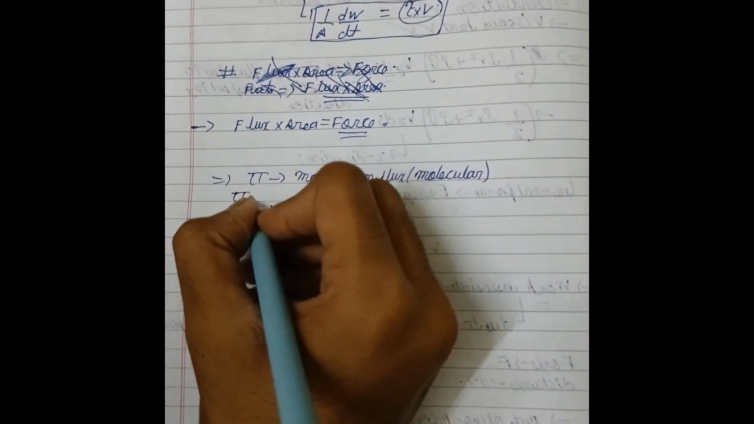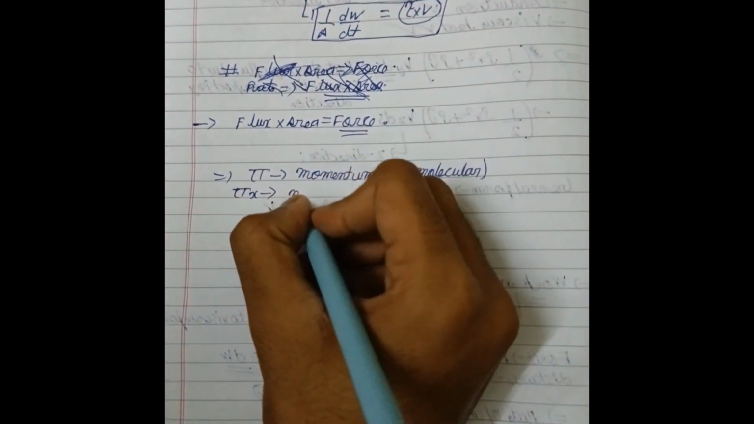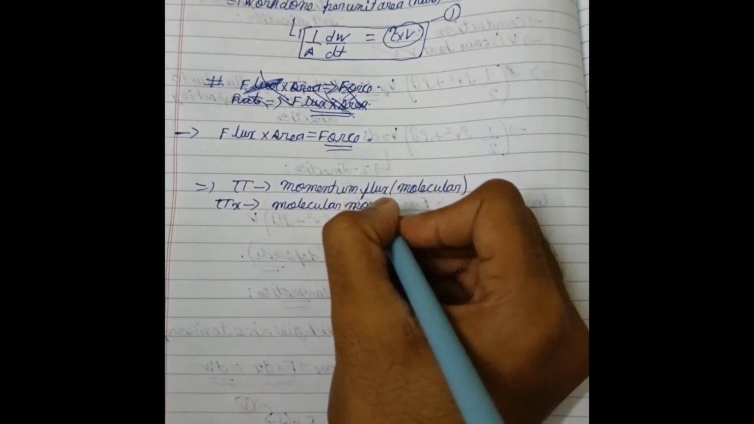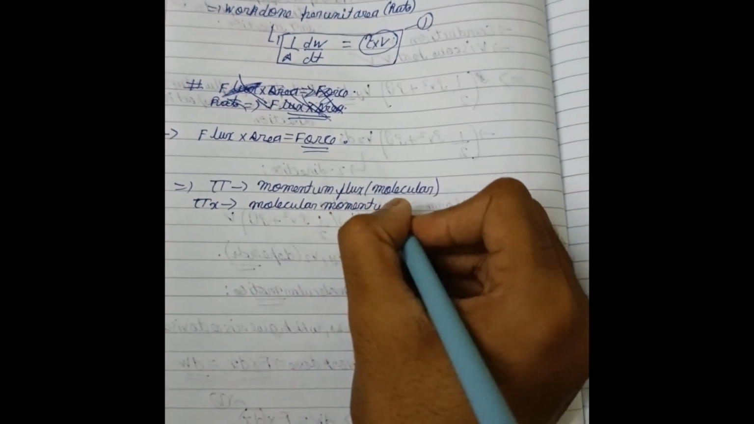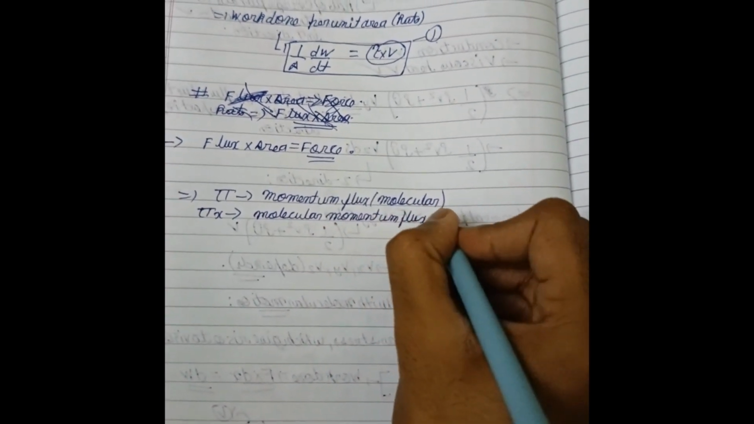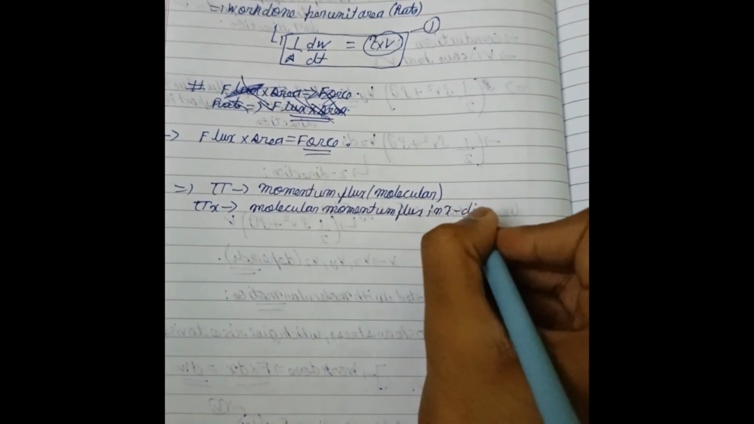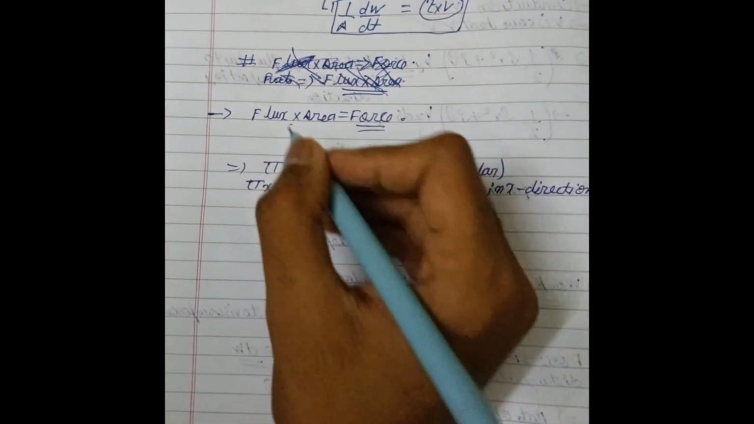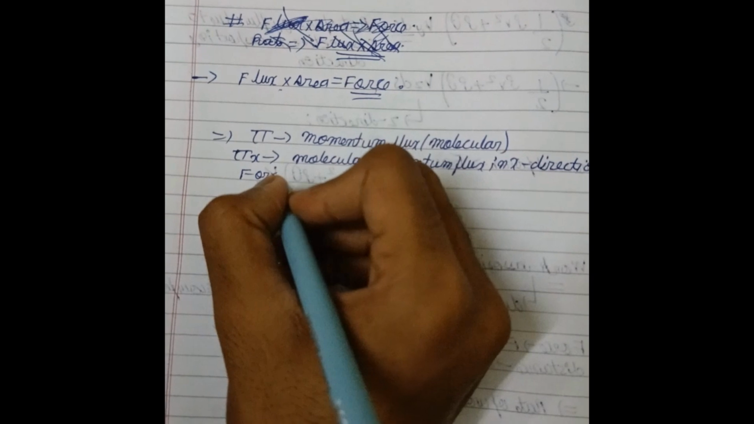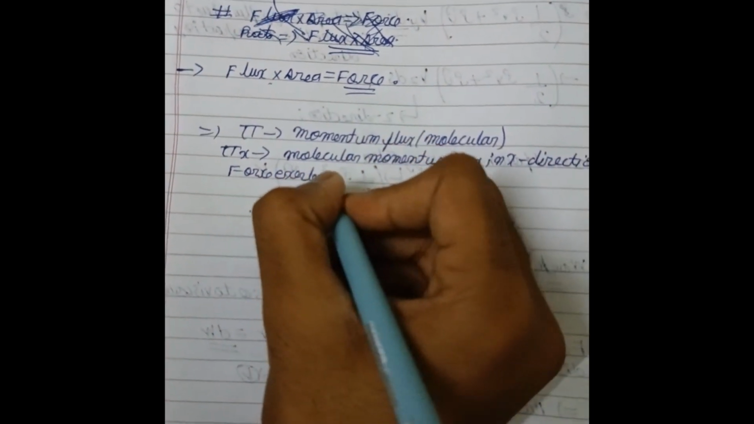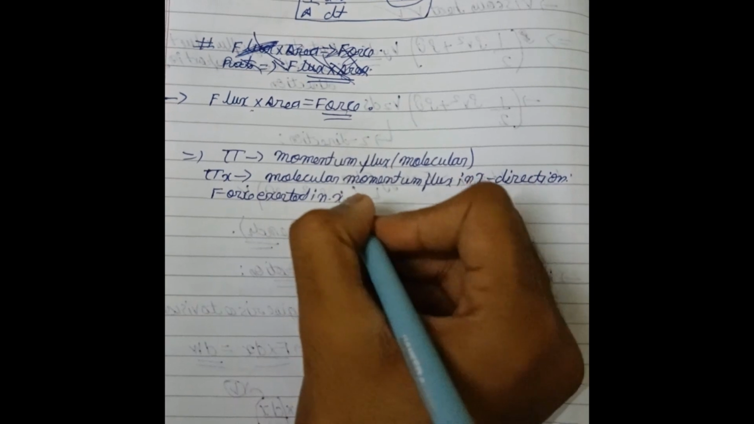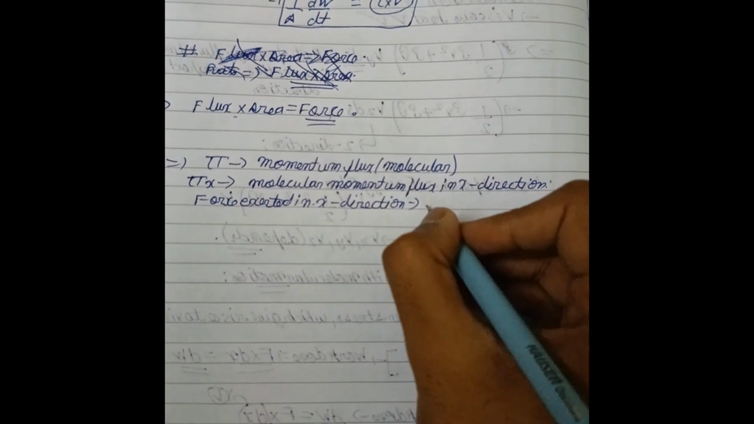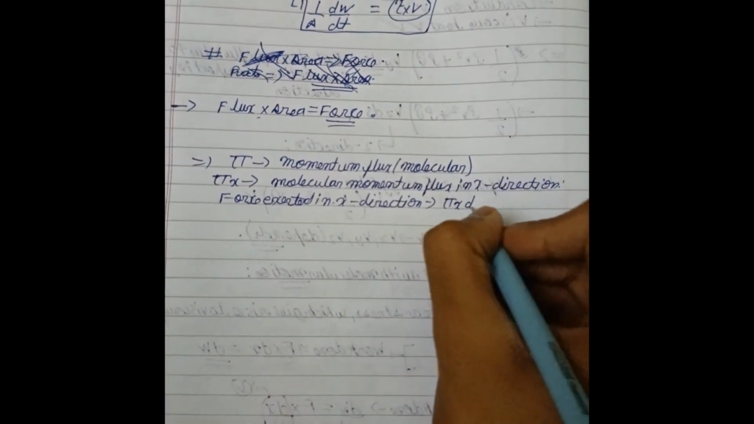Now, suppose I write pi x. What is the meaning? That is molecular momentum flux in x direction. We are taking this particular thing in x direction. Now we know force is flux into area. So suppose we have to find the force which is exerted in x direction. That would be pi x into dS.